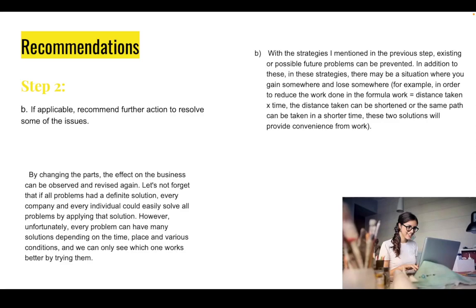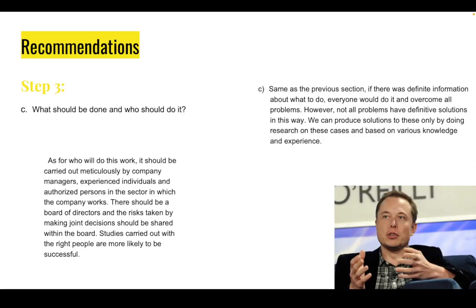Let's not forget that if all problems had a definite solution, every company and every individual could easily solve all problems by applying that solution. However, unfortunately, every problem can have many solutions depending on the time, place, and various conditions, and we can only see which one works better by trying them.